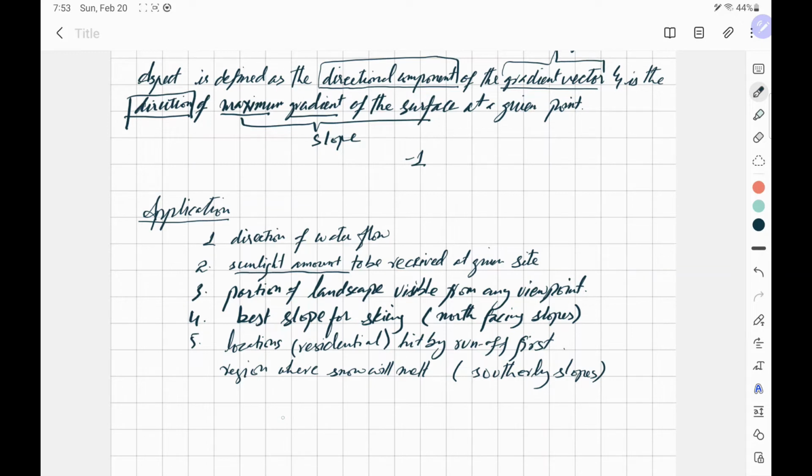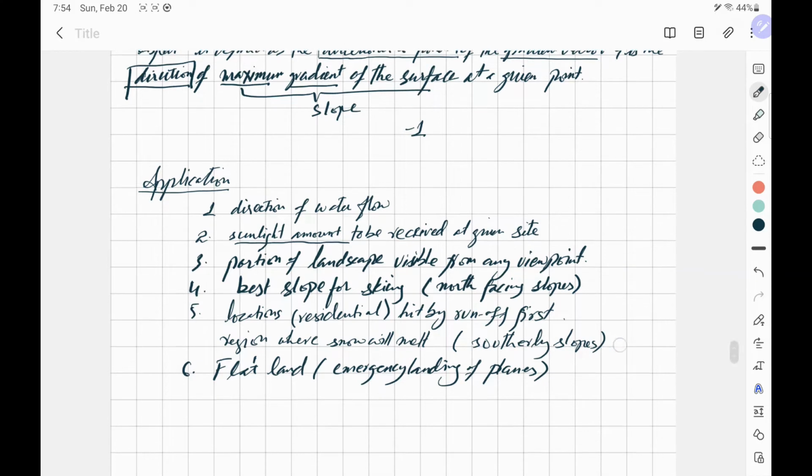Aspect also identifies flatlands, and flatlands are useful for emergency landing of planes. So these are applications of aspect.